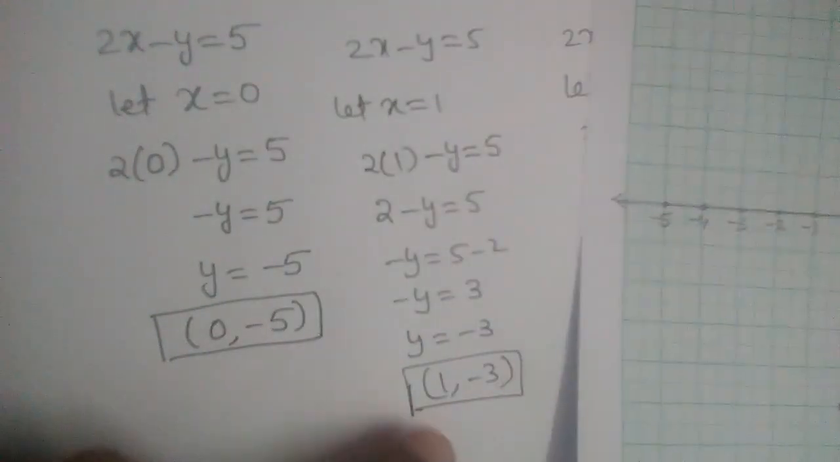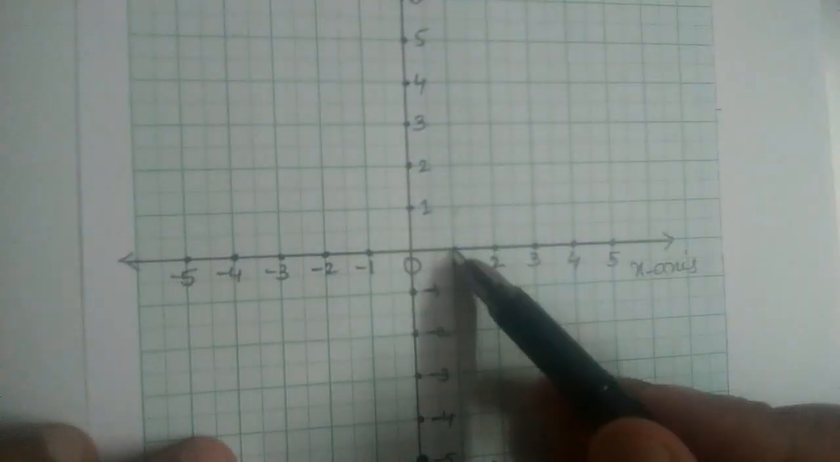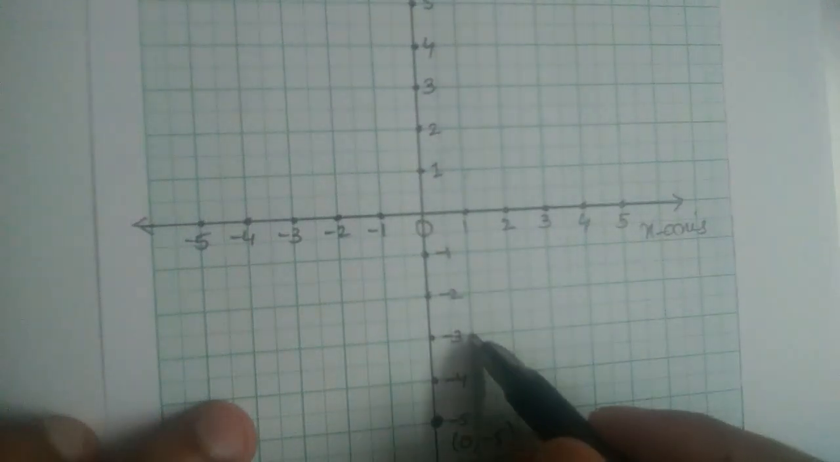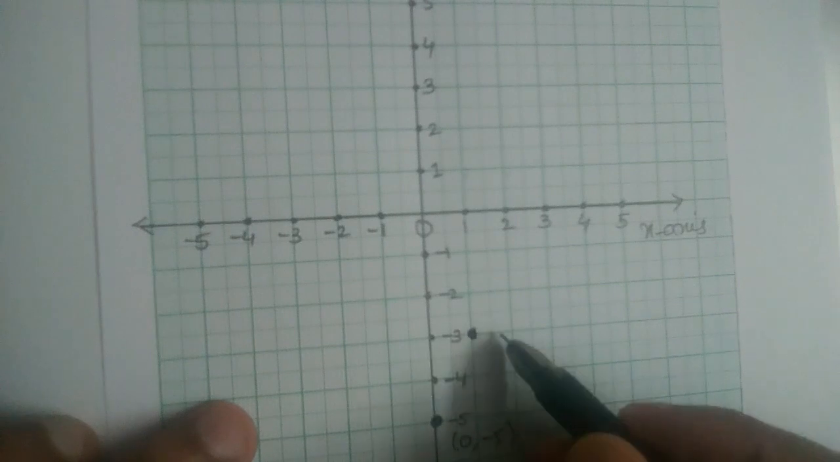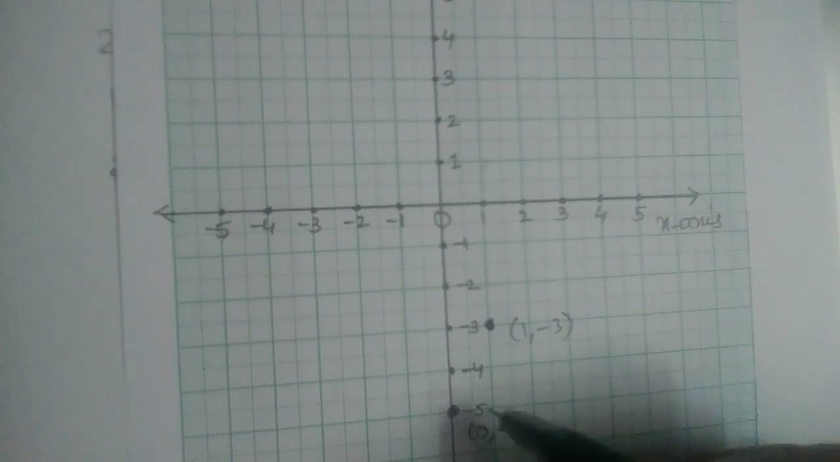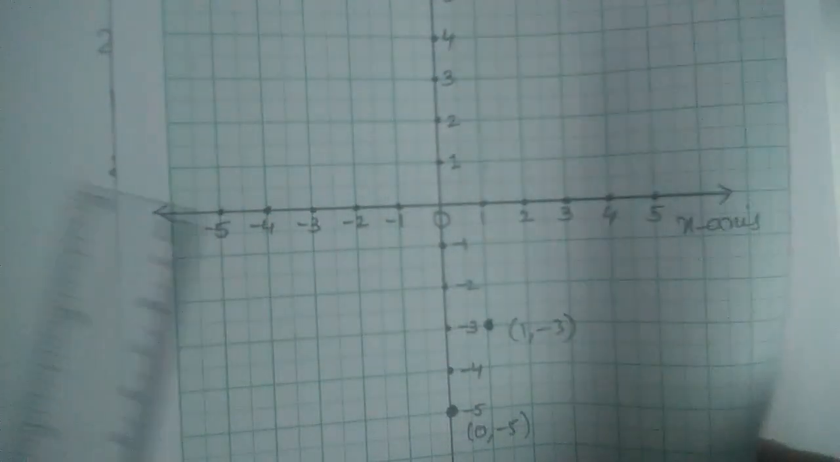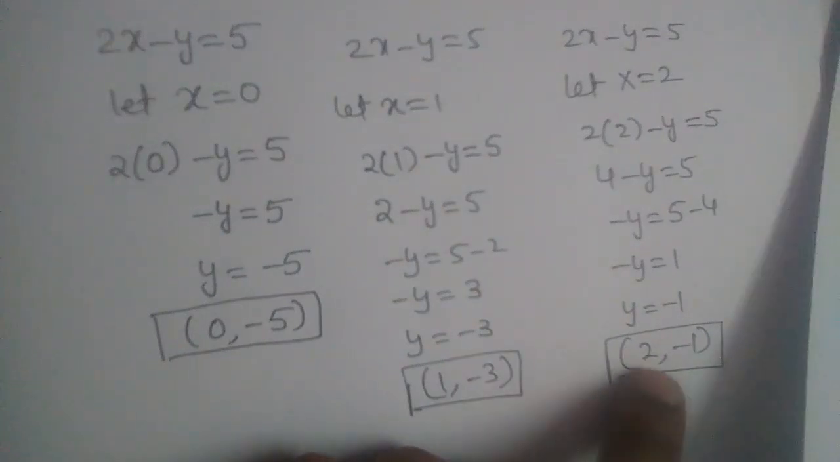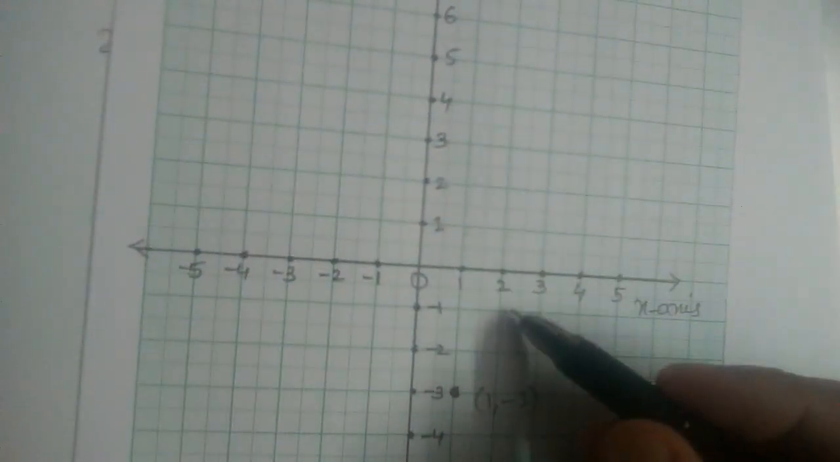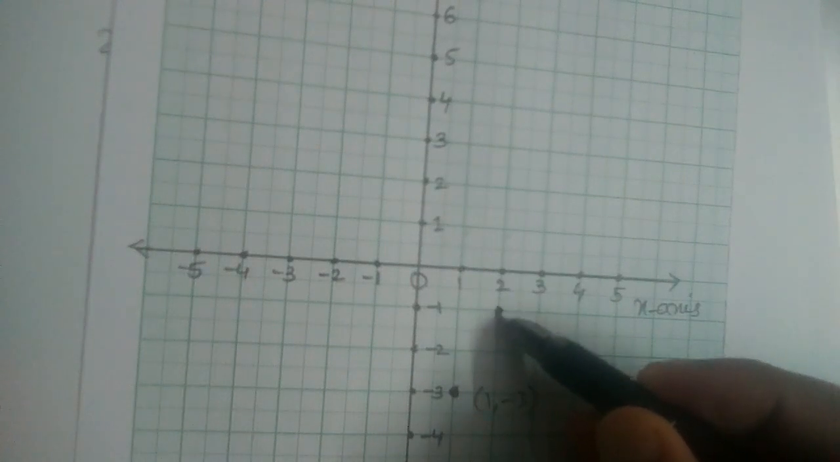Okay, the next point is 1 comma minus 3. X is equal to 1 and y is minus 3. So this is the point, 1 comma minus 3. See, to draw a straight line, these 2 points are enough, right? So we can join these 2 points and extend the line. Anyway, we have found one more point, so let us plot that. 2 comma minus 1, third point. So this is the point.